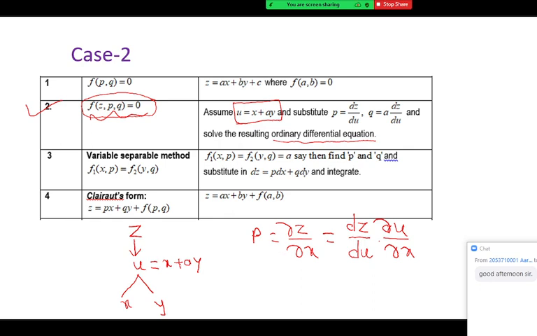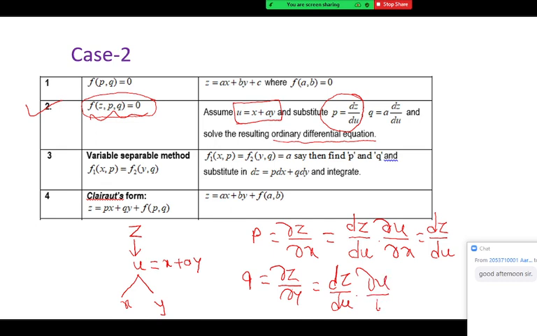If you observe the value of dou u by dou x from this expression, what is it? It is 1, so there is no need to write it. So the value of p becomes dz by du, because dou u by dou x is 1. In the case of q, which is dou z by dou y, we have dz by du into dou u by dou y. And what is dou u by dou y? It is a. So q is a dz by du.